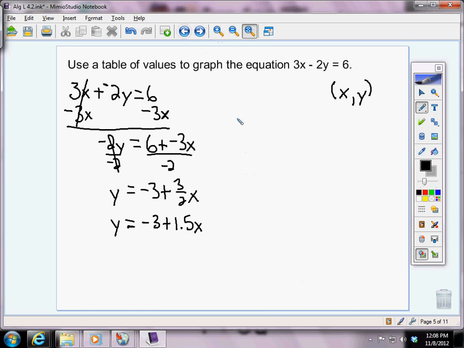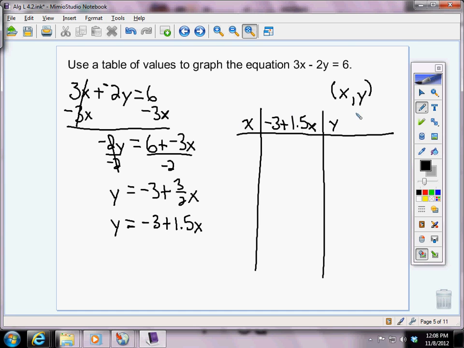So once we have that, now we can make our input-output table. I'm going to have the x values I select. I'll have my work column here, negative 3 plus 1.5x, and that'll give me my y. And if you need to, you can also have your ordered pair, your solution column. So you get to pick whatever x values you want. Again, I'm going to try negative 2, because I like using negative 2, 0, and 2. It just gives me a little space on the graph.